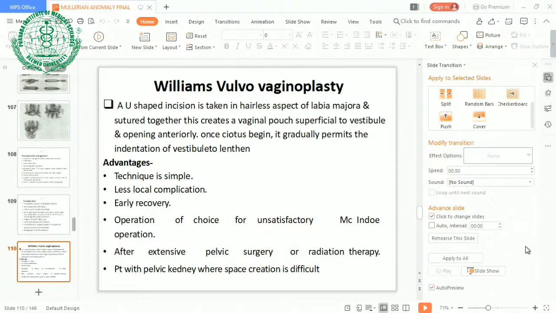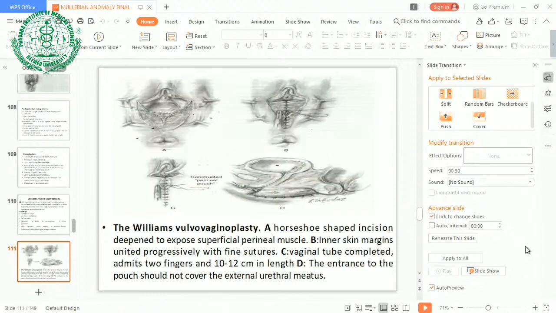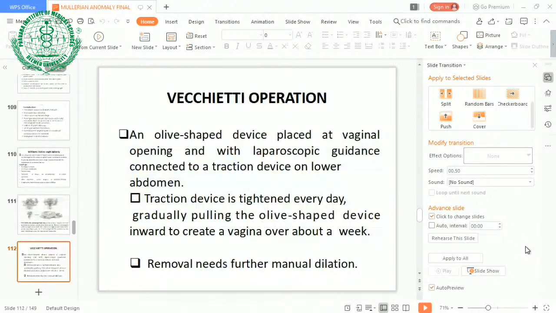Advantages: the technique is simple, has fewer local complications, and allows early recovery. It is the operation of choice for an unsatisfactory McIndoe operation, after extensive pelvic surgery or radiation therapy, and in a patient with a pelvic kidney where space creation is difficult. This is how it is to be done.